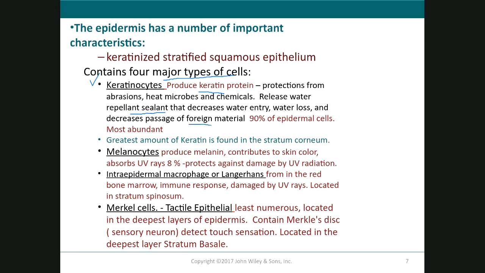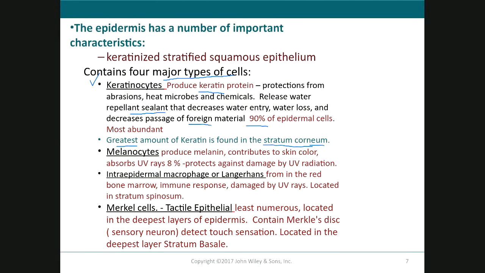So 90% of our epidermal cells are keratinocytes, and most of these are located in the stratum corneum. We'll discuss in a little while that the epidermis is made up of layers, and they're called stratum. So the corneum is the top layer, and that's where most of the keratinocytes are located.